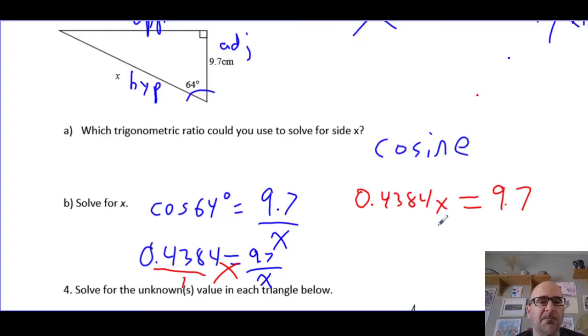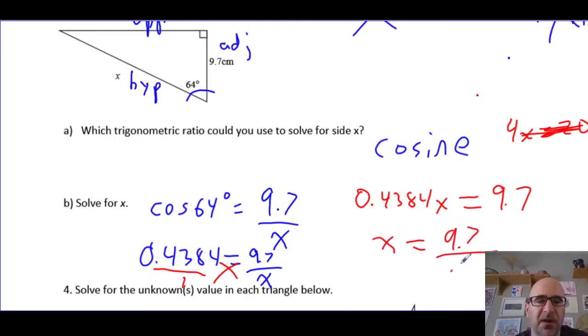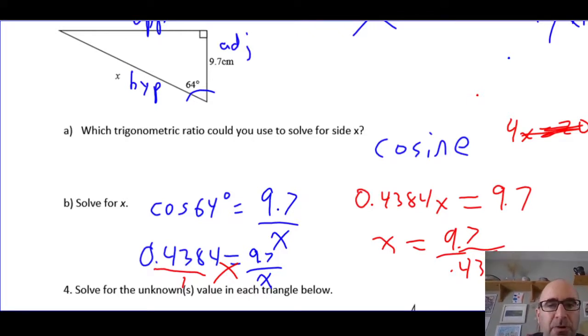Okay, this is an equation. Imagine you had something like 4x equals 20. You would divide both sides of the equation by 4 to get 5. X equals 5 is your answer. So in this case, we're going to be dividing both sides by that 0.4384, which will give us an answer of 9.7 divided by 0.4384, which is about 22.1 centimeters in this case.